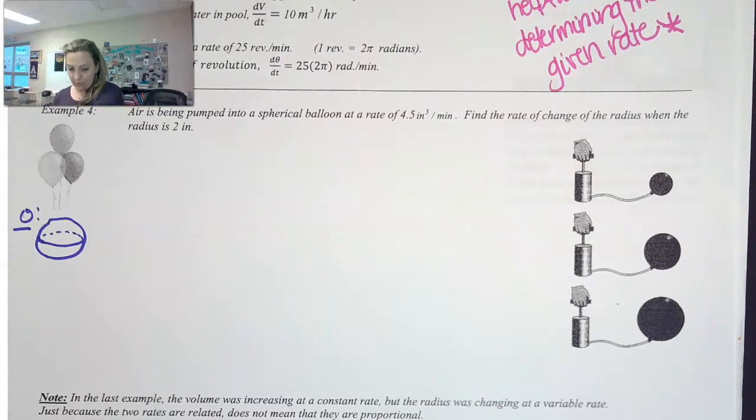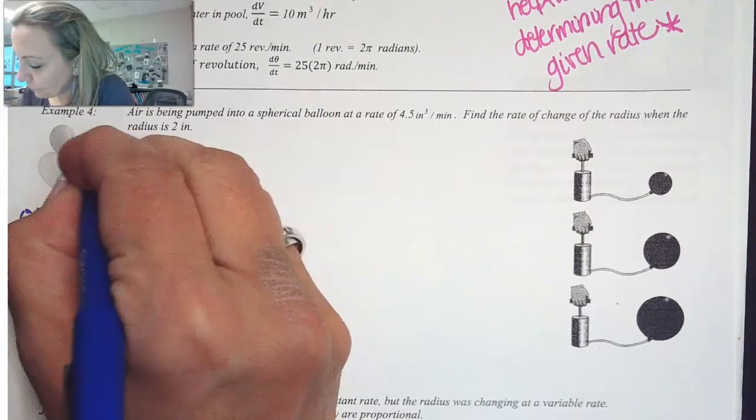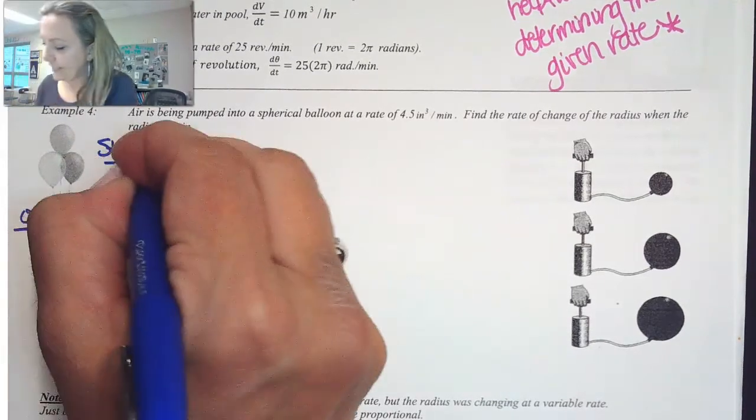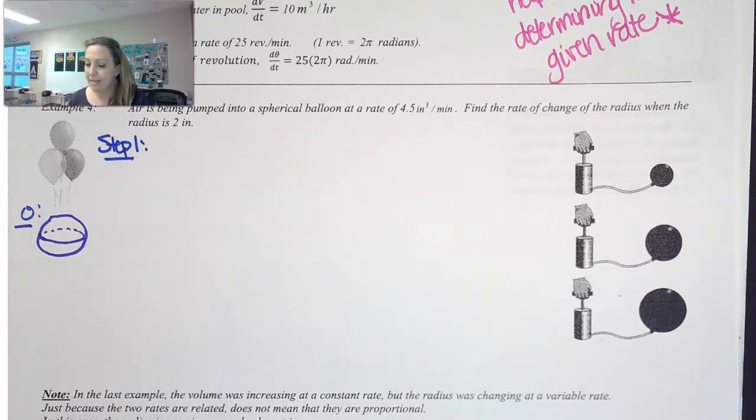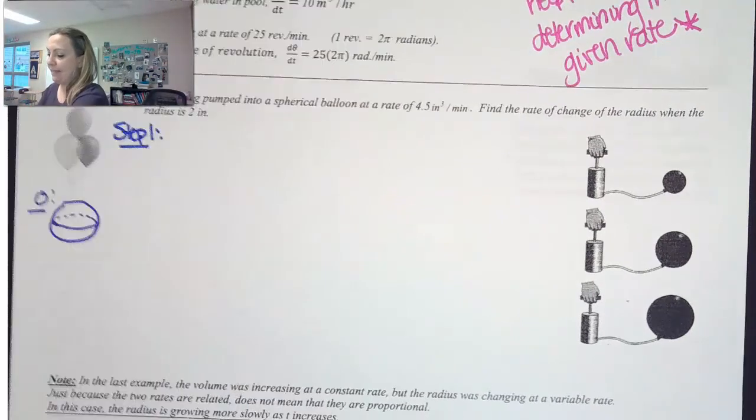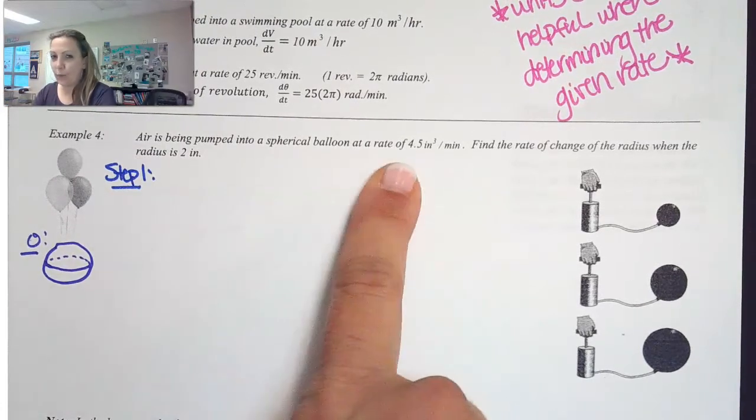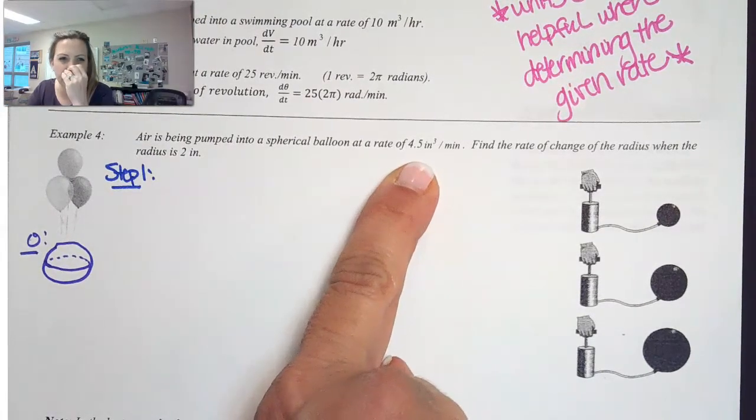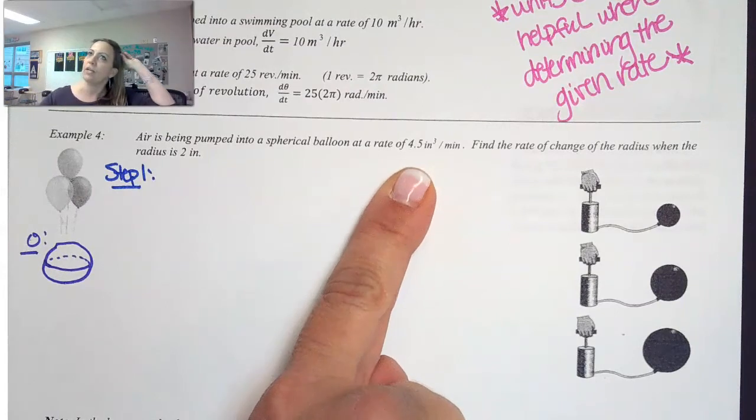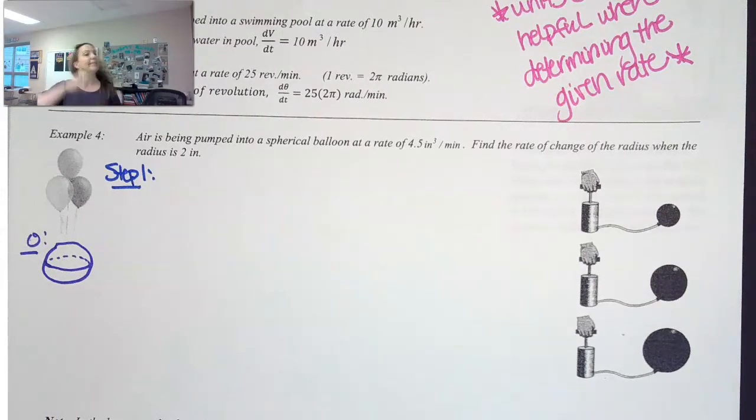Let's go on to step 1, which I think is really a little more important. Step 1 is going to be to organize the information. What I mean by that is that if it's talking about air being pumped into a balloon and the rate is 4.5 cubic inches per minute, the fact that they're talking about cubic inches per minute means they're dealing with volume, right? And when you think about the logistics of the problem, that does make sense, that if we're pumping air into something, we're talking about the volume.